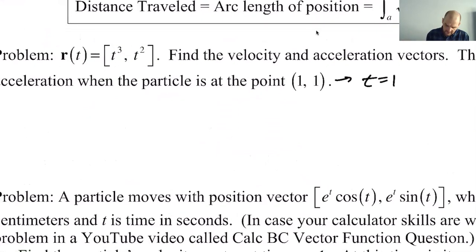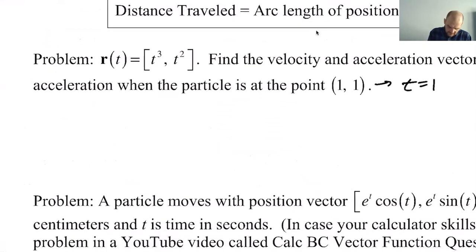So here we want the velocity vector. I'm going to write r of t again. You should put an arrow over it to show that it's a vector. And I use chevrons when I handwrite them.